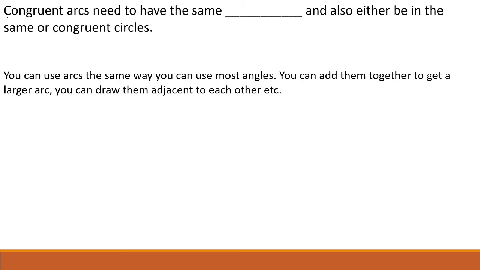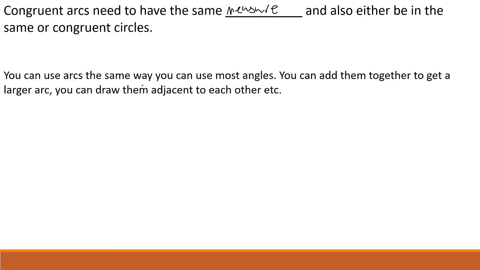So, speaking of congruent arcs, congruent arcs don't just need to have the same measure. Just because two arcs are 30 degrees doesn't mean that they're congruent. They have to have the same measure, but also they have to be in either the same or congruent circles.